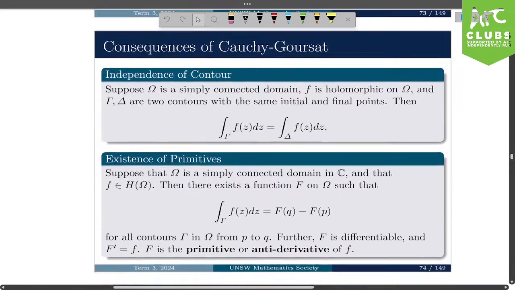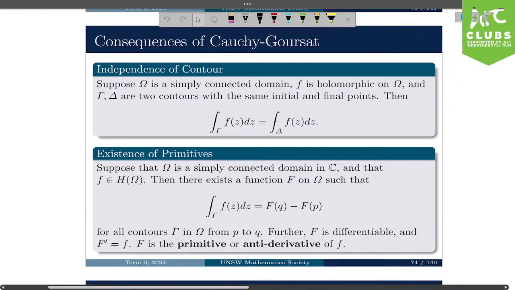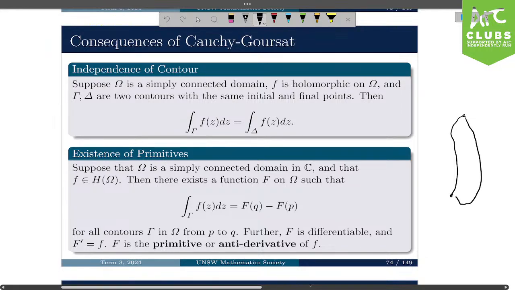Very easy. There are some consequences of this theorem. One is the independence of contour. So if we have two contours that start and end at the same spot and are traversed in the same direction, then the integral along this one and along this one is going to be the same, assuming they're both in omega, the space along which f is holomorphic. And the reason for this should be pretty clear.